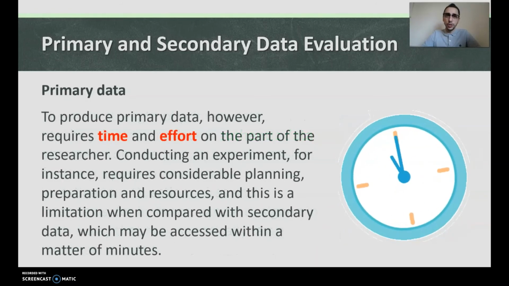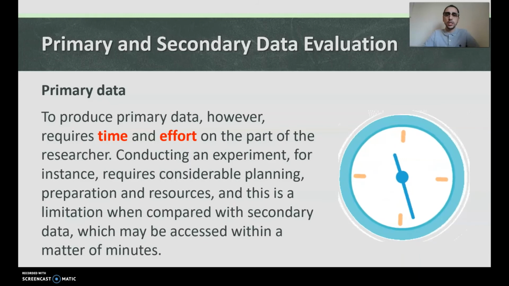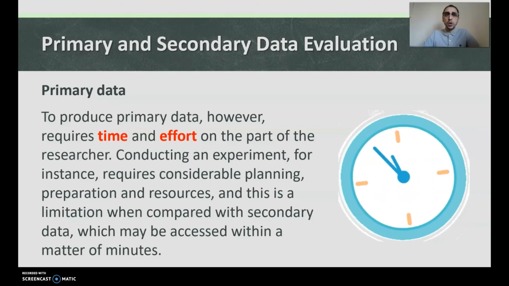However, of course, to produce primary data requires time and effort on the part of the researcher. It's quite a big process to go and do some research. It's a long thing to do. If you want to find it out, that takes time, it takes a lot of effort. Conducting an experiment, for instance, requires considerable planning, preparation, and resources, and this is a limitation when compared with secondary data, which may be accessed within a matter of minutes.